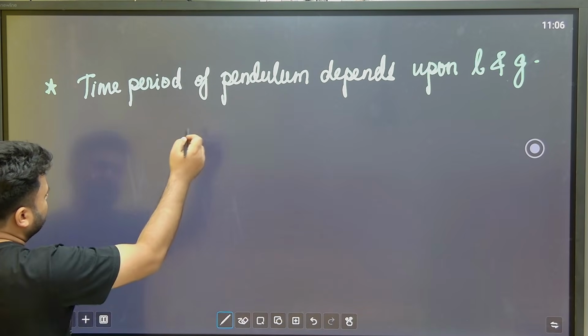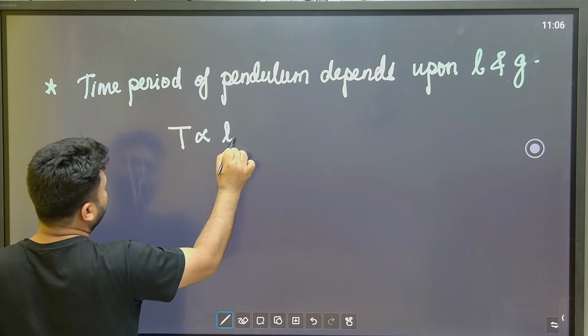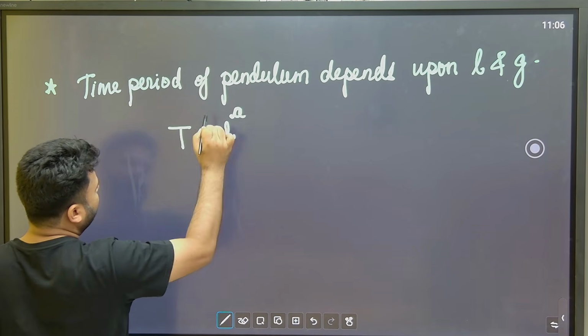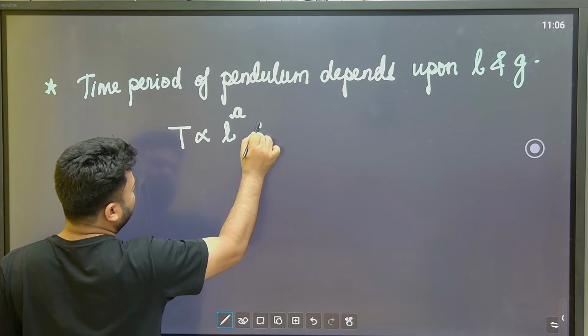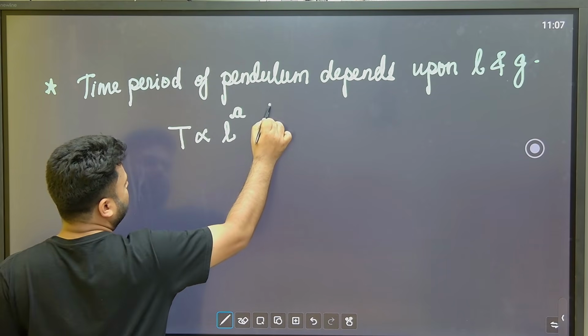So in these kind of questions, what we do? We write time period is directly proportional to length. We don't know the power, so I will write A. Again, it depends upon G, so I will write G here. But what power we don't know, so I will write B.